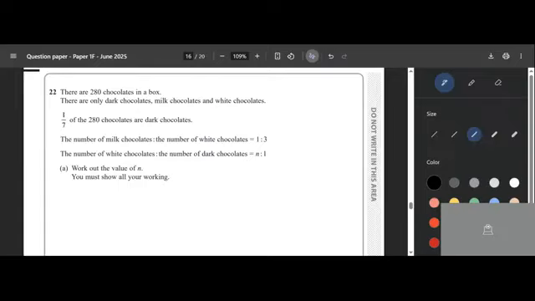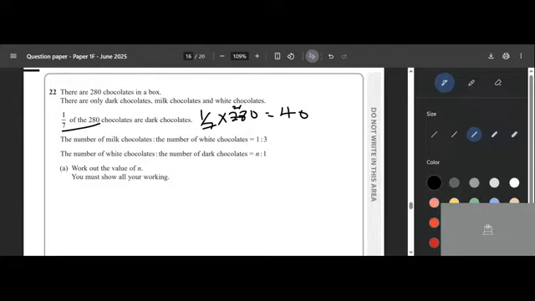So a seventh of these are the dark chocolates. Let's see. A seventh means 1/7 times 280. 7 goes here 4 times. So we have got the dark chocolates as 40. The ratio of the milk chocolates to the white chocolates is 1:3.